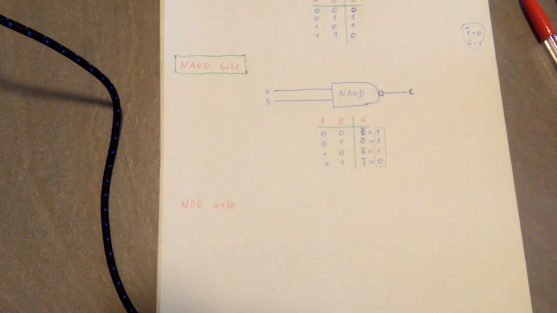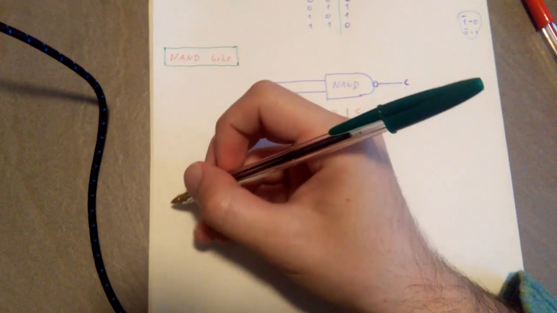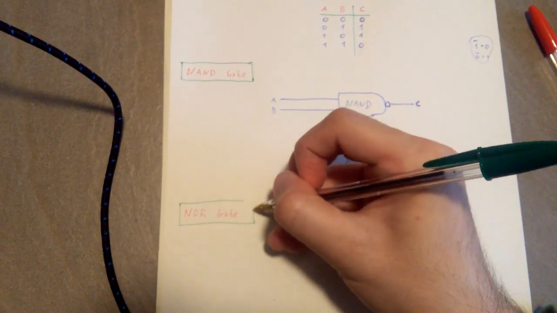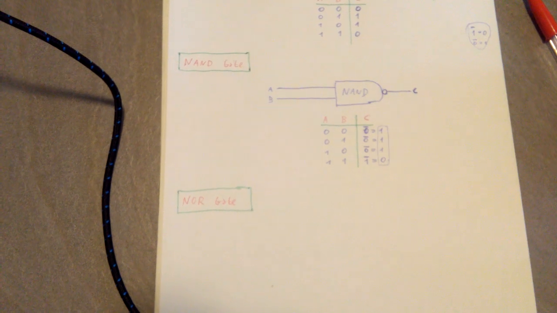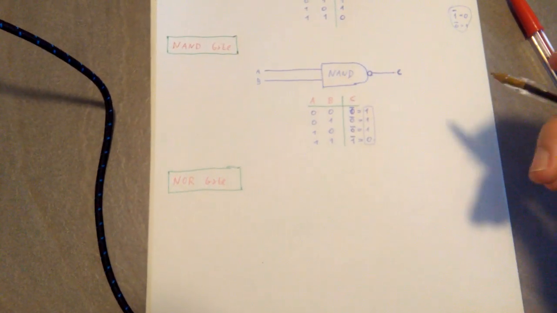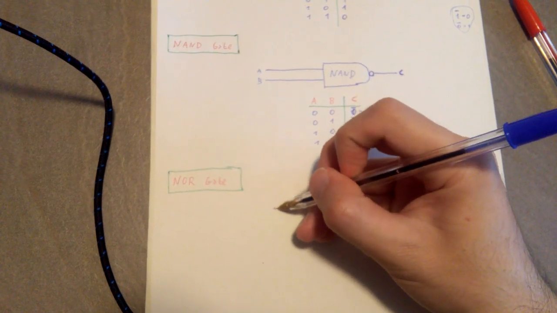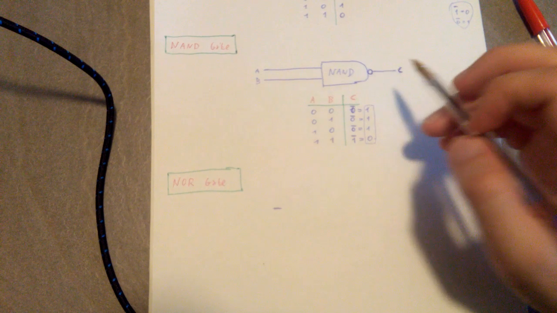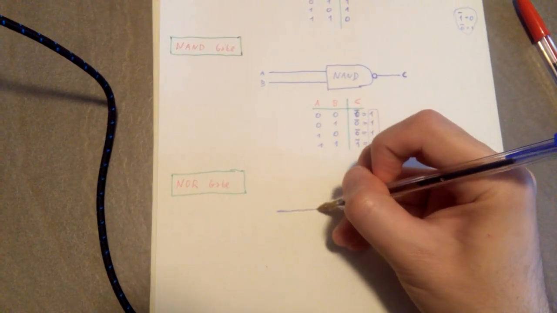Because it's a negative NOR. A negative OR, sorry. Okay. So just like this. So a NOR gate, how does it look like? Well, it's just like an OR gate, but with a NOT, so with a circle before the output.